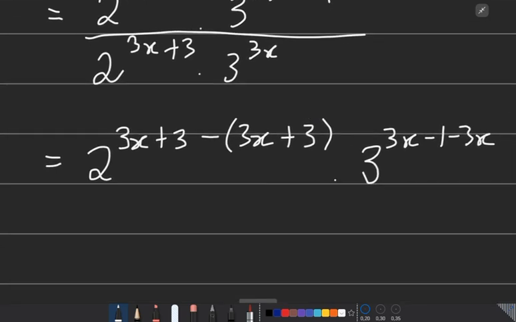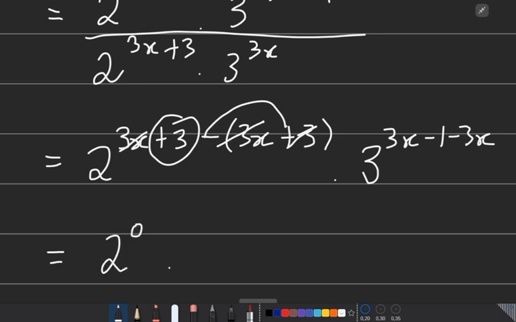Okay, now when we simplify this, what do we get? 3x minus 3x. This is going to be positive 3 minus 3. So that would be 2 to the power of 0, times, here it's going to be 3x minus 3x, which is 0, and we're only left with minus 1, so it's going to be 3 to the negative 1.